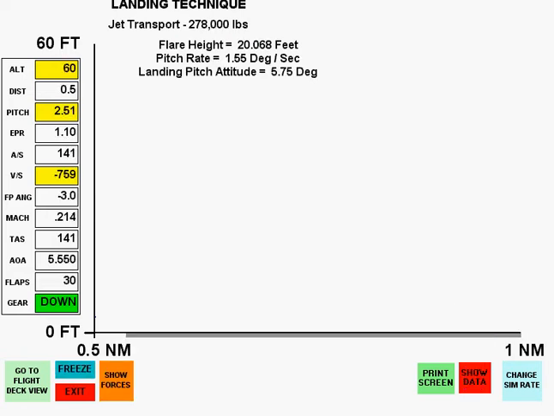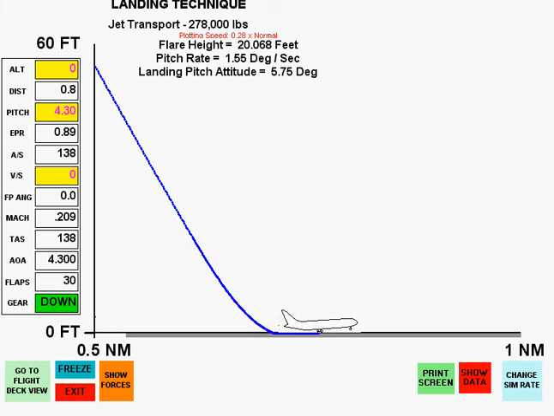In practice, small errors will either result in a premature touchdown or a float prior to touchdown. This demonstration shows a premature touchdown caused by a low flare height or insufficient pitch rate or both. The rate of descent is within the 200 foot per minute range for a smooth touchdown.